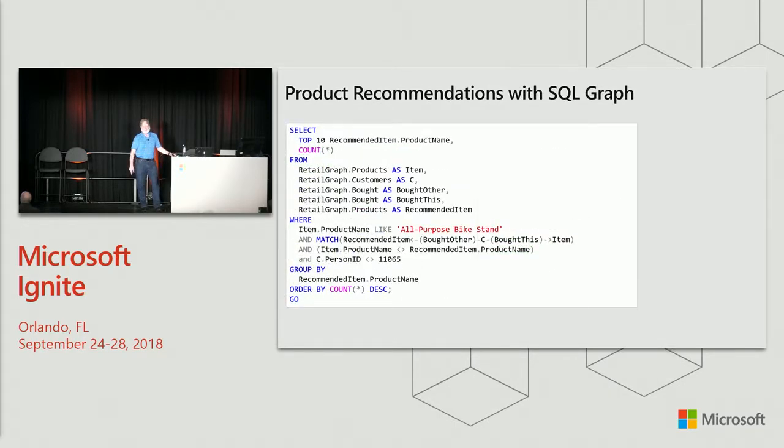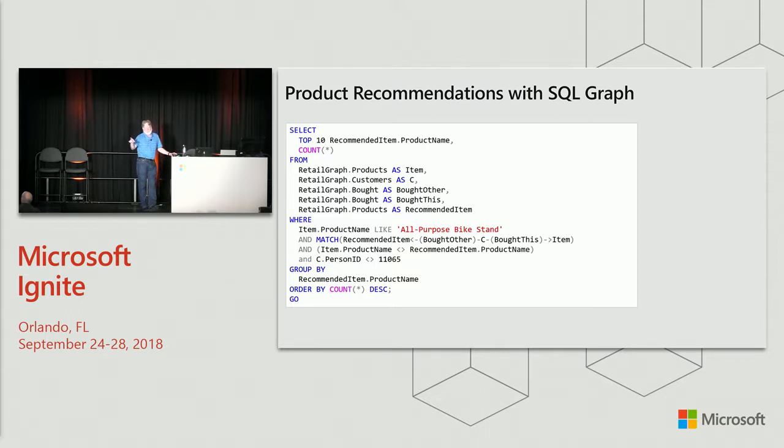So that's that same query as SQL Graph. You're taking the top 10 recommended item.product name from products as item, so that's the first item that you're basing the recommendation on. So this is the item that the person purchased. Customers as C, so all the customers. Bought as bought other, bought as bought this. And then products as recommended items. So that's going to be a result set of items to recommend.